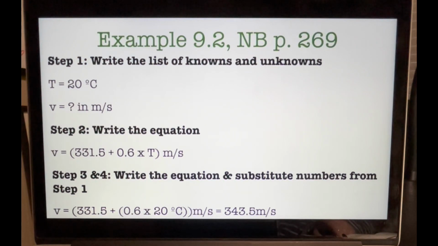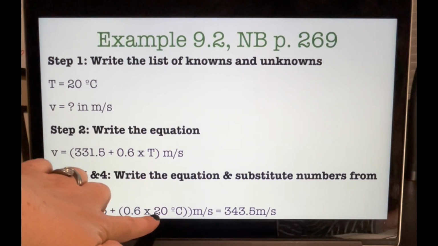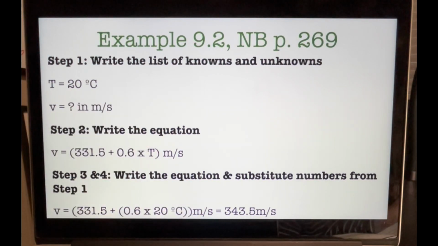Step 3 and 4, write out the equation substituting the numbers from step 1 and solve. Remember that in equations like this, you must do the multiplication first. Then, after you multiply, you can add. You may want to write the multiplication part in parentheses to help you remember. All right, so we have V equals 331.5 plus the quantity in parentheses, 0.6 times 20 degrees, meters per second. That gives us 343.5 meters per second. That is the correct answer.